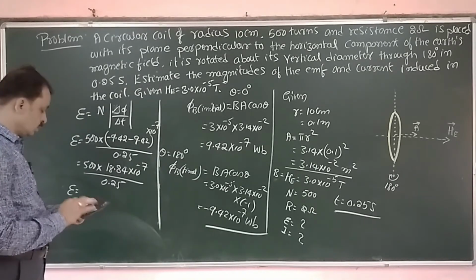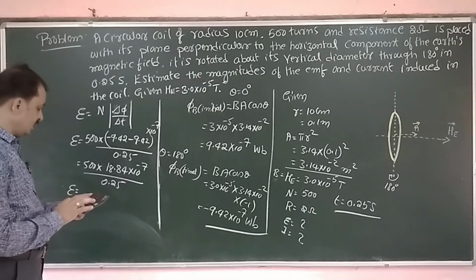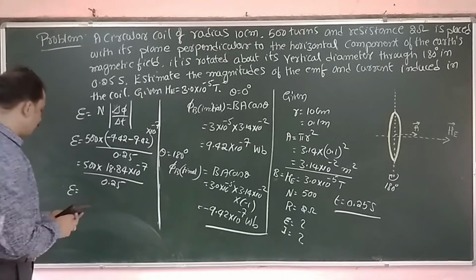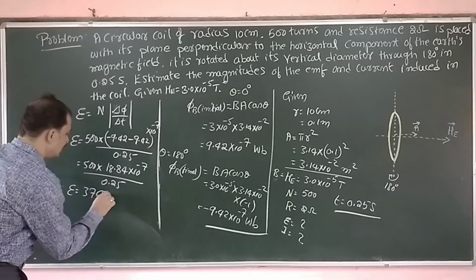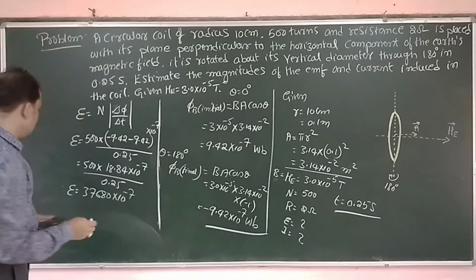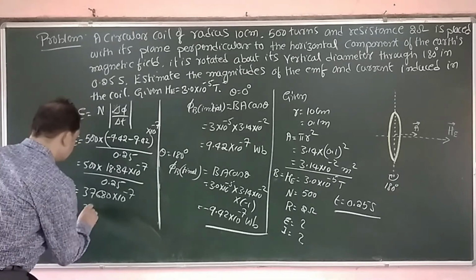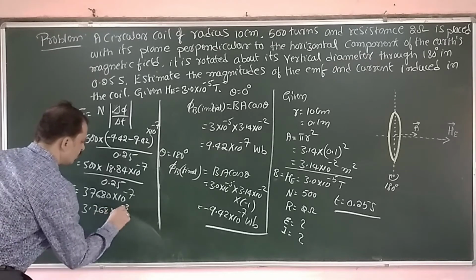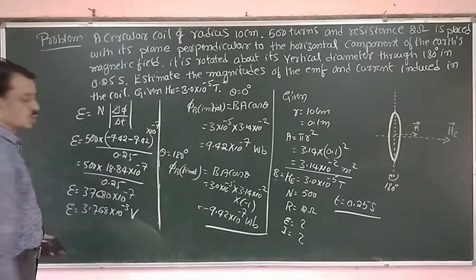If I work out with the calculator, 500 into 18.84 divided by 0.25 is equal to 37,680 into 10 raised to minus 7, or this one is equal to 3.768 into 10 raised to minus 3 volts, or 3.7 millivolts.